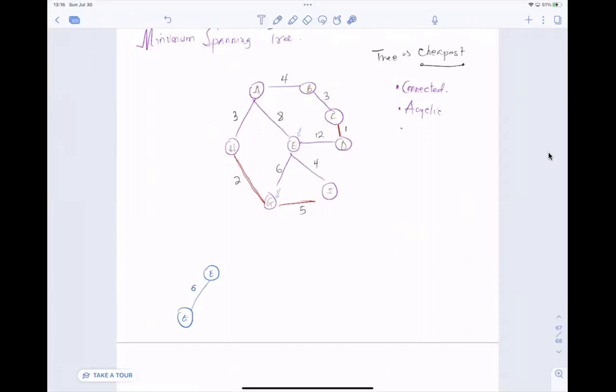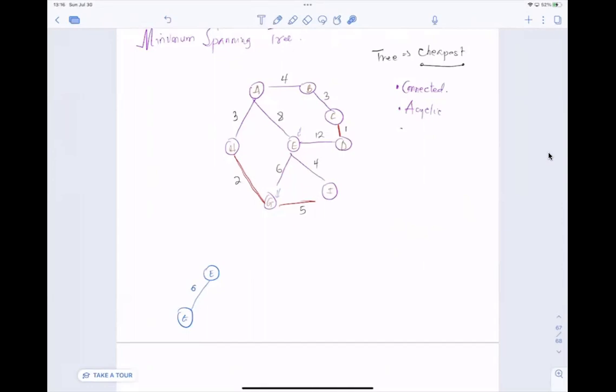We selected the edge EG, right? That is EG, this one. This should be part of our tree. Which one else? You can type it in the chat. You can unmute yourself and talk.